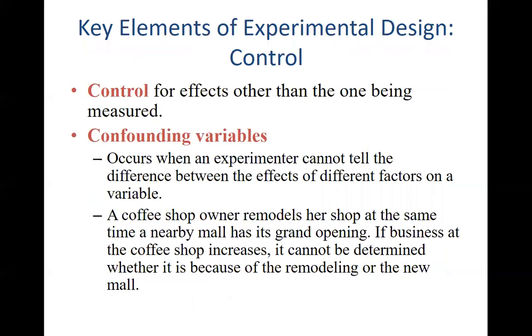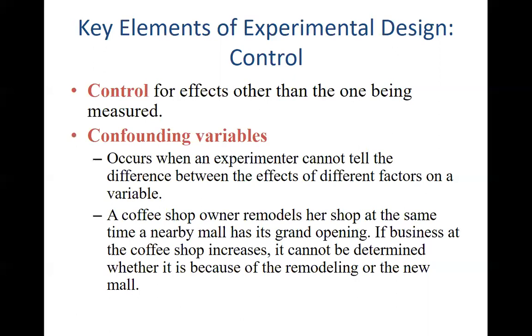But let's talk about some elements of experimental design. The first one is control. You've got to control for effects other than the one being measured, because sometimes you may have something called a confounding variable. Now, what does it mean when you hear the term confounding? Yeah, you're confused about something. There's something that's giving you mixed signals. So that happens if an experimenter can't tell the difference between the effect of different factors on some variable. In other words, more than one thing might be bringing about the change.